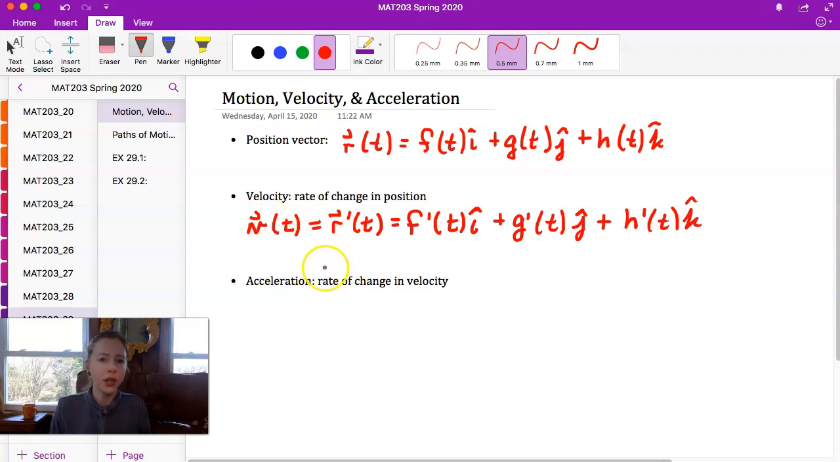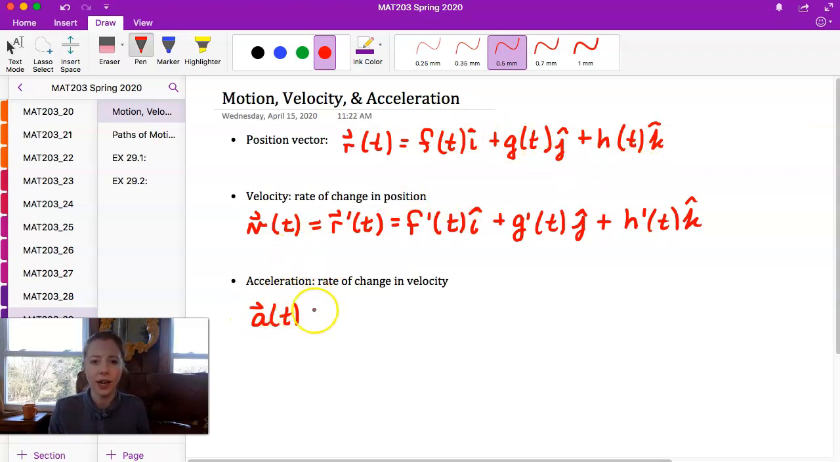Now, acceleration is the rate of change in velocity. So with acceleration, we're taking the derivative of velocity with respect to time, the first derivative of velocity with respect to time, or we're taking the second derivative of position with respect to time. So this is going to be some acceleration, vector a of t.